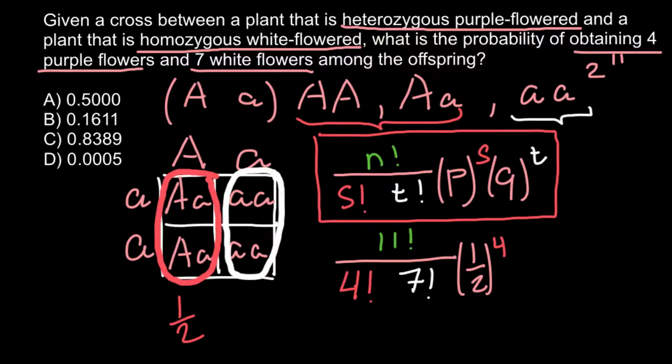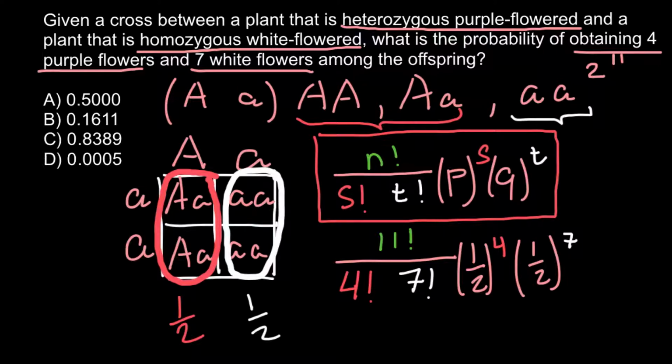And q in our formula stands for the probability or frequency of the second type of events. And the second type of events is white flowers. The frequency of this, or probability of obtaining white flowers in the progeny, would also be 1/2. So we have to multiply by 1/2 raised to the power of the number of type 2 events. So we have to obtain 7 white flowered plants, so we have to put 7 here.